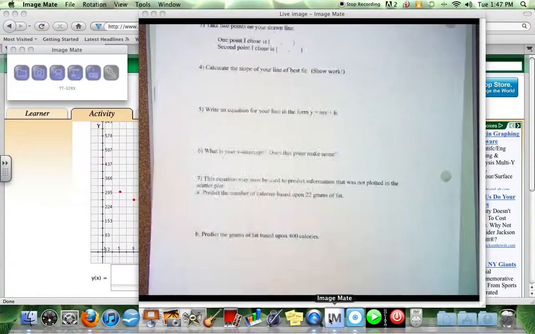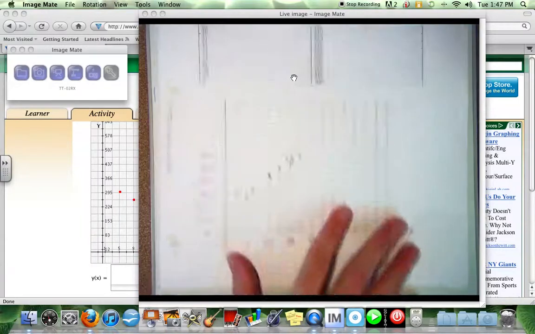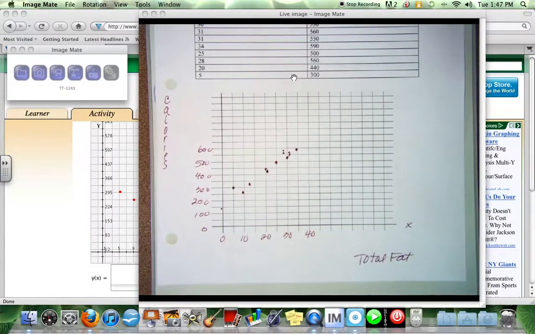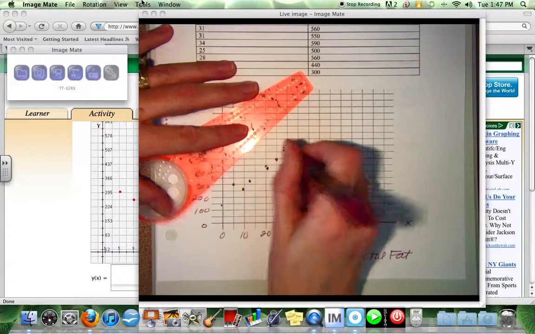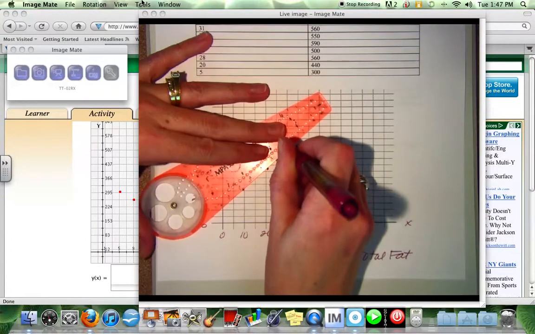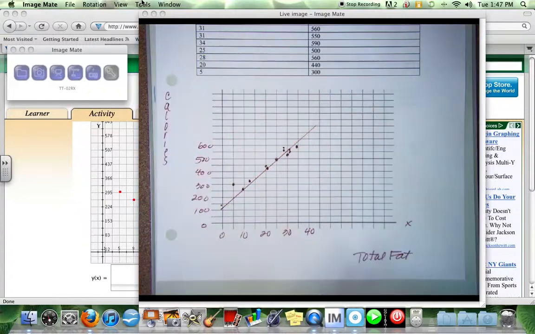Now, on the back, it asks us to draw in a straight line that would best fit the data. So we're looking for a line that runs through the data and hits a couple of points. You'll have some above the line, some below. You're not going to hit all the points. This is what we call the line of best fit. It should go right in the middle.